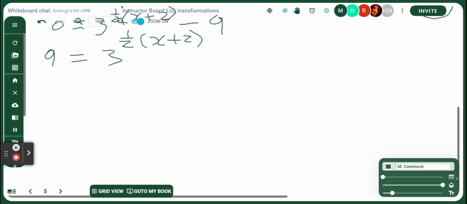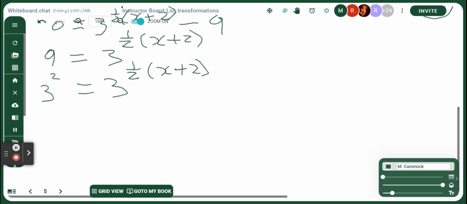What would 9 be as a base of 3? 3 to the power of what? 3 to the power of 2, okay. 3 to the power of 2 is equal to 3 to the power of a half x plus 2. Okay, well done, Jeremy. What would that suggest to everybody in the class, not just Jeremy now? If I have 3 to the power of 2 is equal to 3 to the power of a half x plus 2, what does that suggest my next step could be? They're both the same base on both sides.